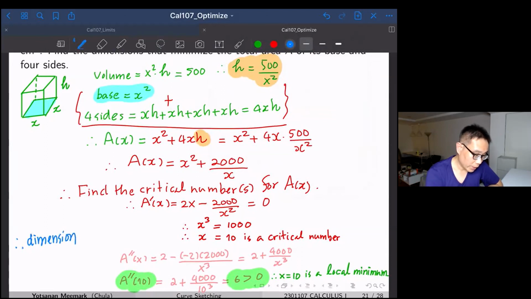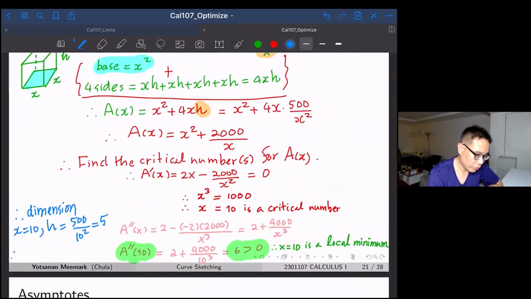x equal to 10 and h equal to what? To 500 over 10 squared. So it's going to be 5. So the dimension turned out to be 10 times 10 times 5. Okay, so it's going to be 10 times 10 times 5 in this case.